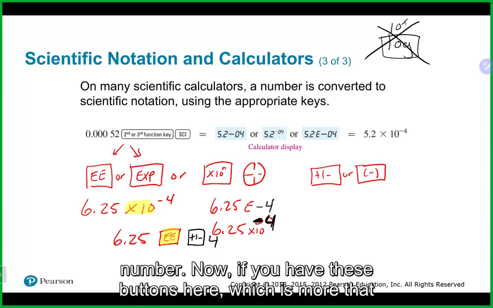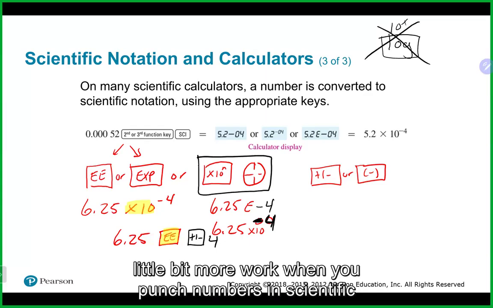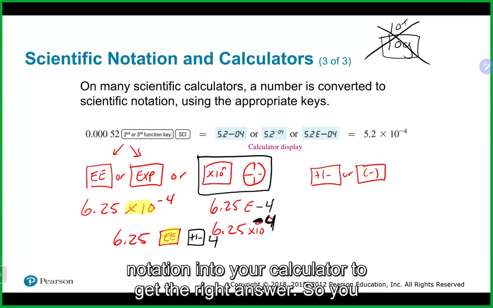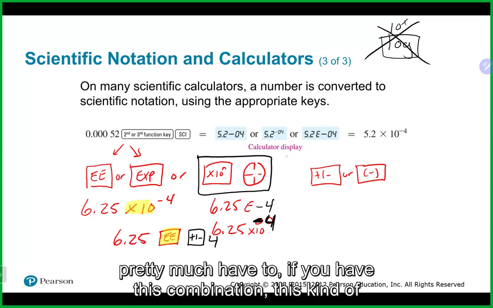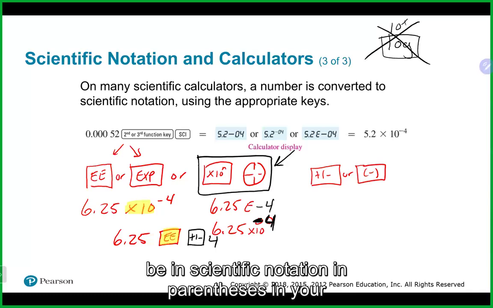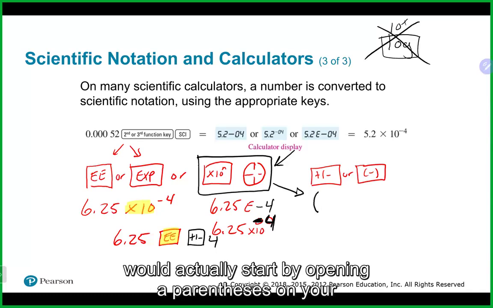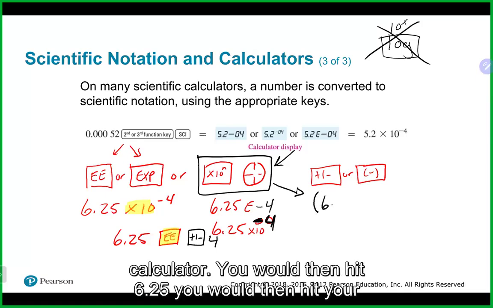Now, if you have these buttons here, which is more of that two-tone type calculator, it's not a big deal, except you have to do a little bit more work when you punch numbers in scientific notation into your calculator to get the right answer. If you have this kind of two-tone calculator, you need to put every number that's going to be in scientific notation in parentheses. So what you would do is start by opening a parentheses on your calculator. You would then hit 6.25.